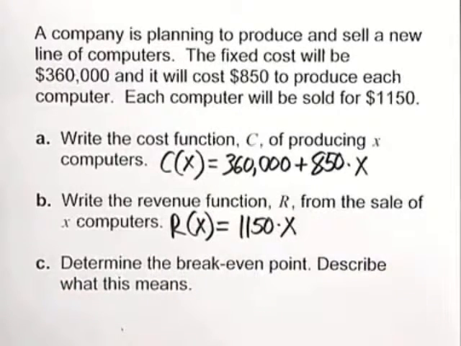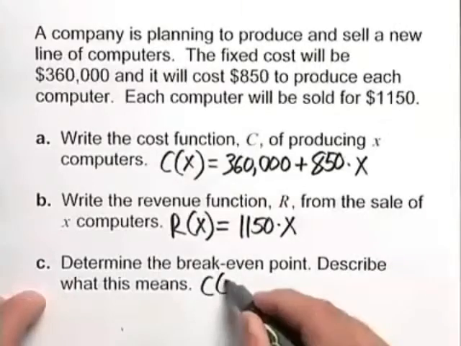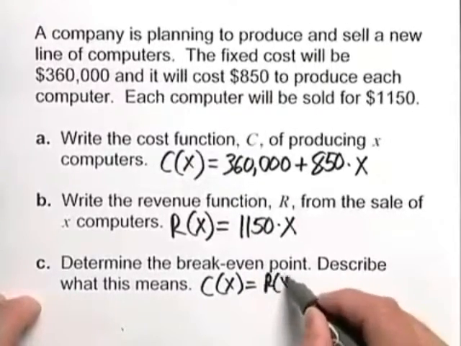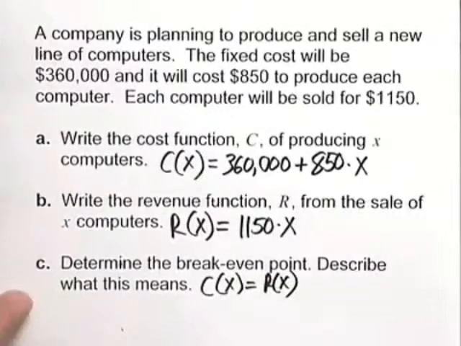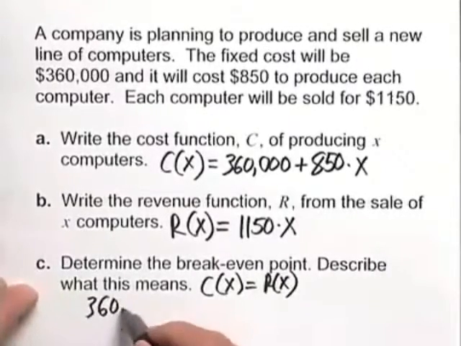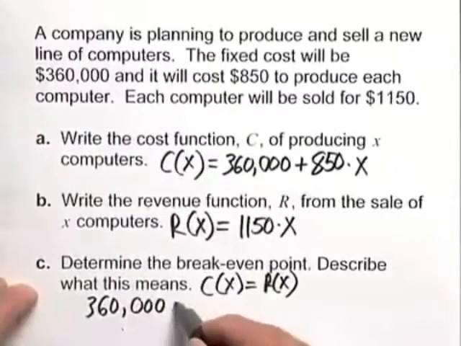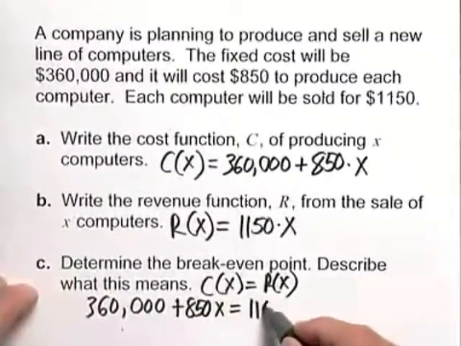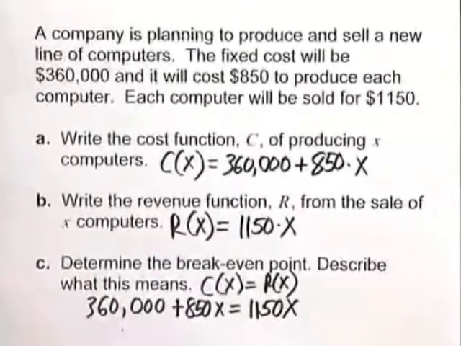Now we want to determine the break-even point. The break-even point occurs when our cost function, C of X, is equal to our revenue function, R of X. And that equation will be the following. 360,000 plus 850X is then equal to 1150X. And the break-even point is the number of computers that we need to make so that our cost is the same amount as our revenue. That's why they call it the break-even point.